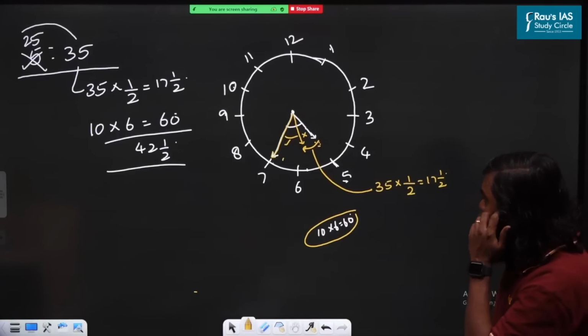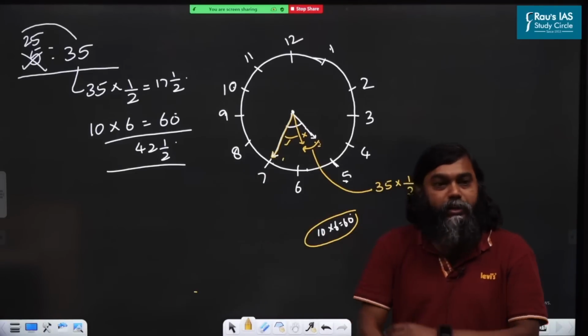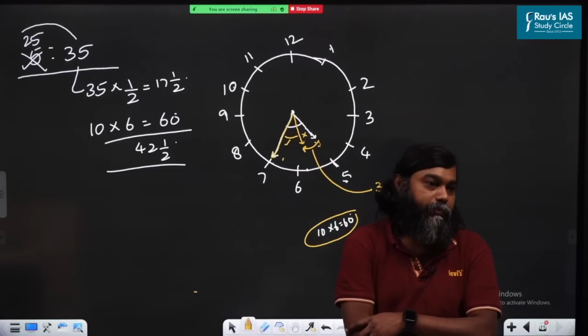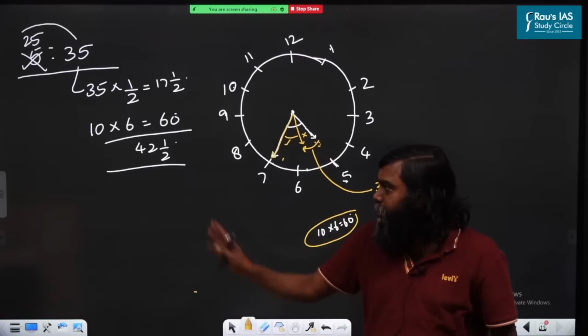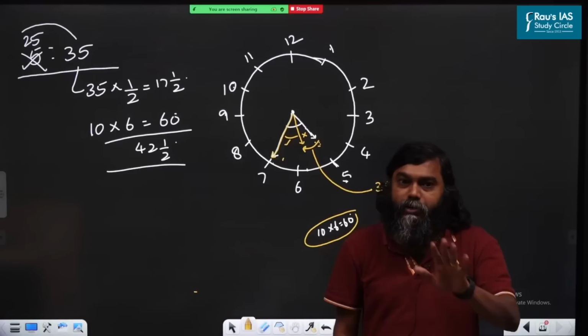Now, 5:35. Find the reflex angle between minute hand and hour hand. 360 minus this. Do you understand now? Deal with it.